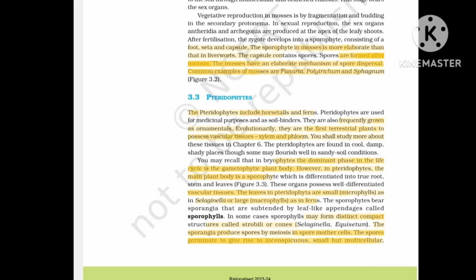Then let's talk about the pteridophytes, which include horsetails and ferns. This is the first terrestrial plant group which possesses vascular tissue, xylem and phloem. In bryophytes, the dominant phase is the gametophyte, but in pteridophytes, the dominant plant body is the sporophyte. Then the leaves in pteridophytes are small as in Selaginella and large like in ferns.